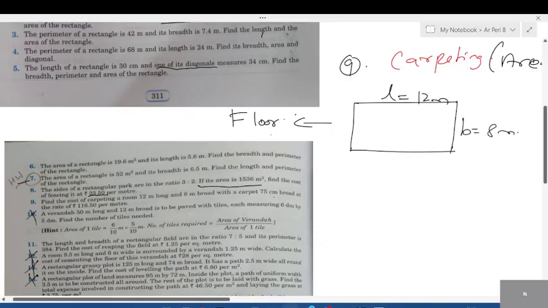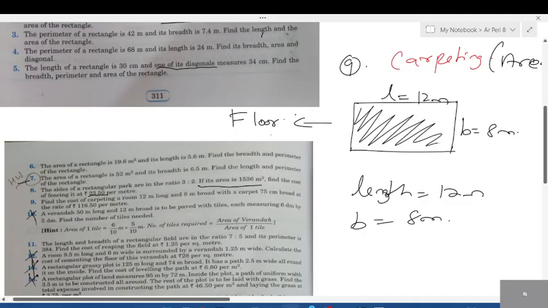Broad with a carpet 75 centimeters. And one more thing, units should be the same. Length is equal to 12 meters. Breadth is equal to 8 meters. The carpet, 75 centimeters broad. The carpet is nothing but this floor, students. This floor carpet is equal to 75 centimeters. Fine. Rate is given. Rate is equal to rupees 116.50 per meter.